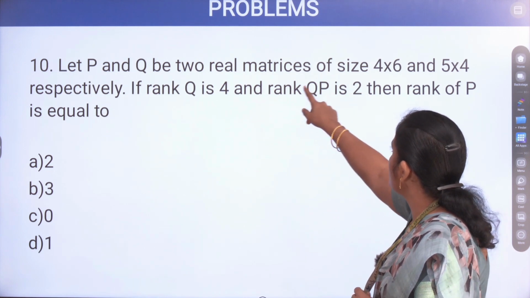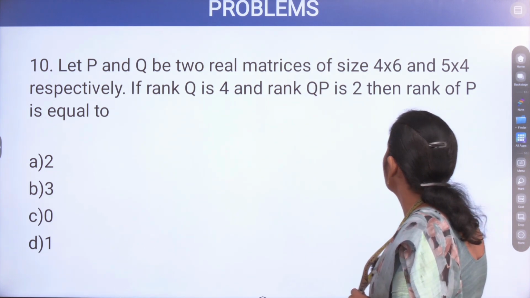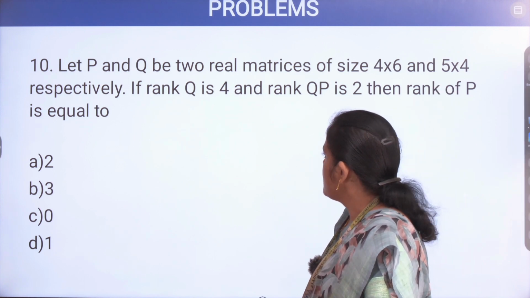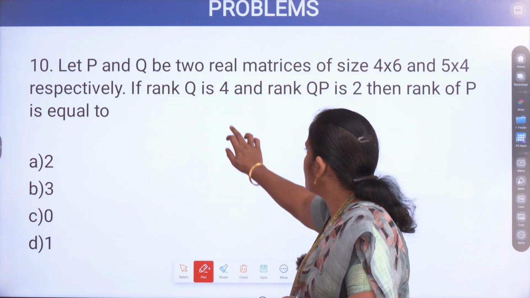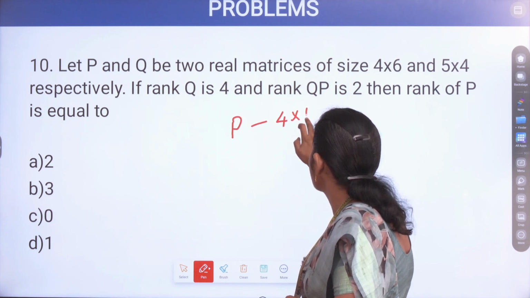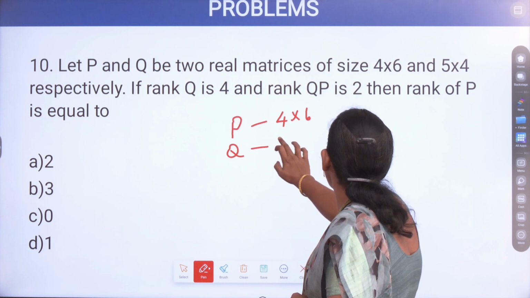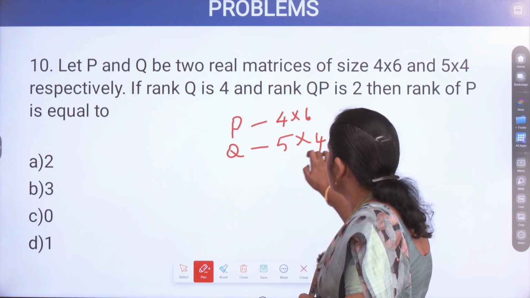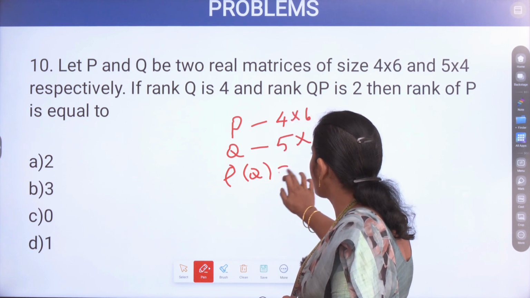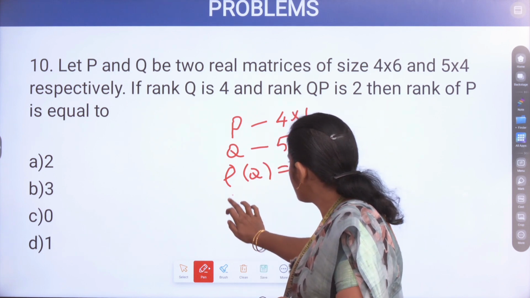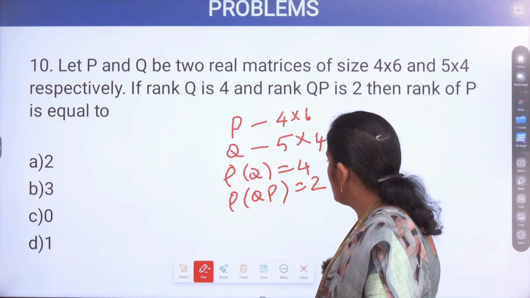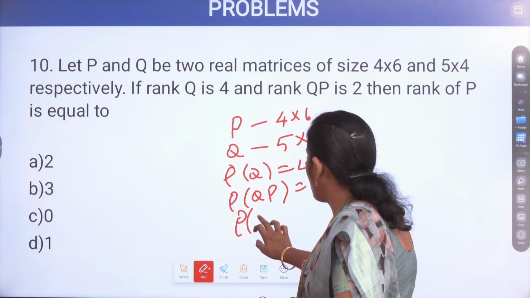The last question. This method is already referred to in the previous problem. Let P and Q be two real matrices. P is one of the matrices, and the size is 4 cross 6. Q is another matrix, and the size is 5 cross 4. The given condition is that the rank of Q is 4, and the rank of QP is 2. Find the rank of P.